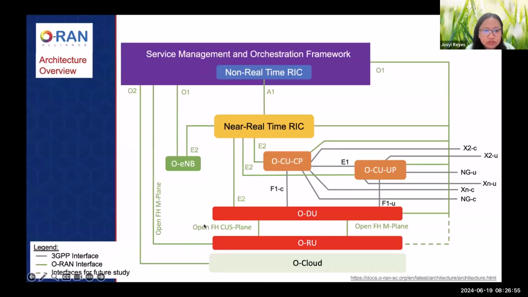Okay, so what differentiates this architecture from the past traditional RAN is that aside from open interfaces and open hardware, we now also have what we call the RIC, the RAN intelligent controller. This has two main components: the non-real-time RIC and the near real-time RIC.